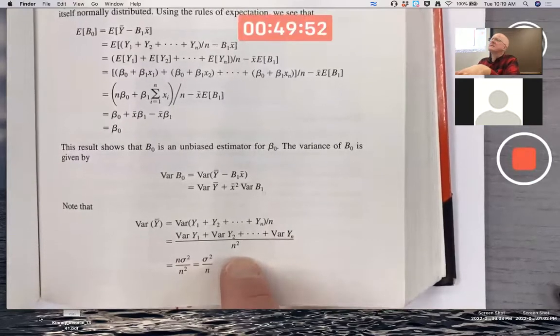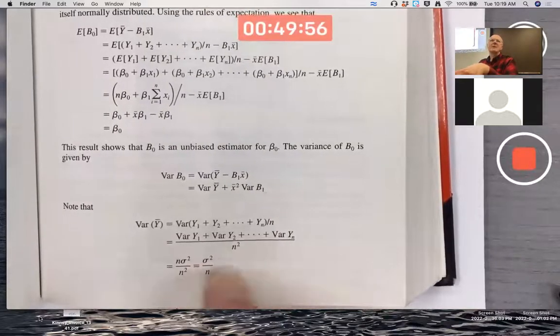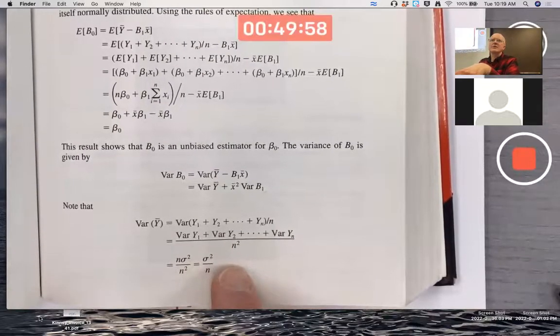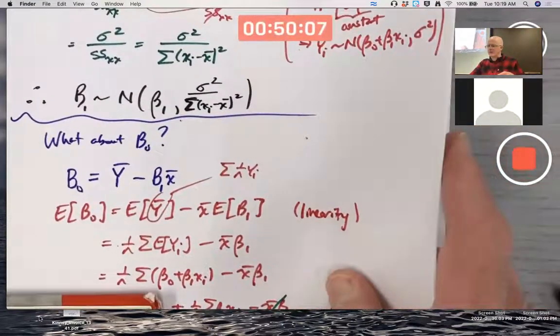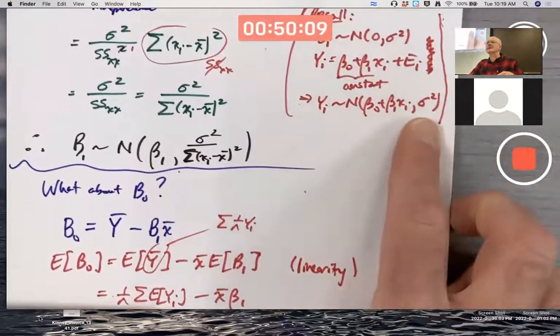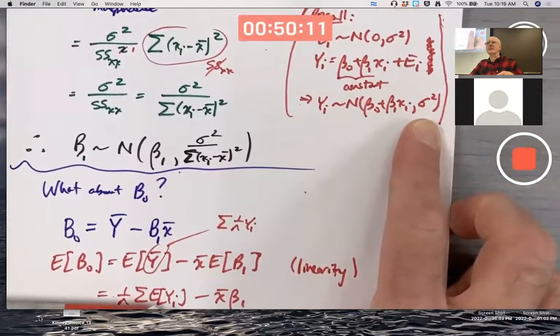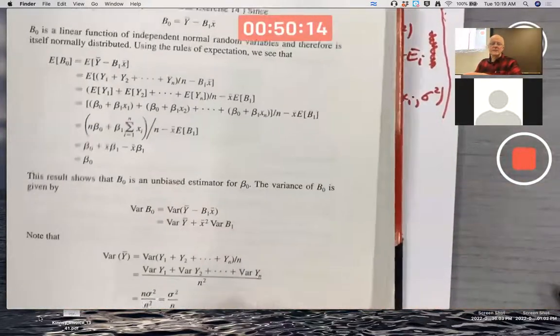Hey, that's not surprising. That happened when you have an average, a mean of identically distributed normal random variables in the past. These, again, are not identically distributed. They have different means, but they have the same variance. So it's not surprising that the variance ends up equaling something we've seen before, sigma squared over n.